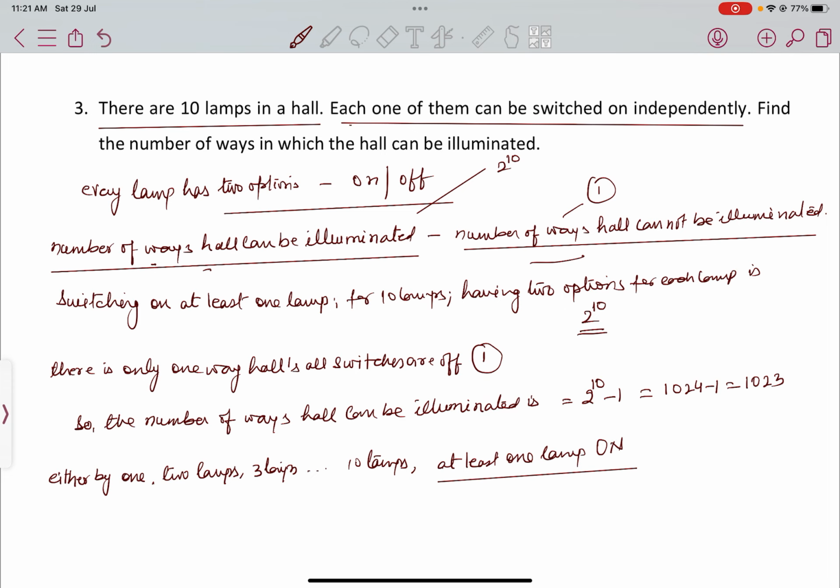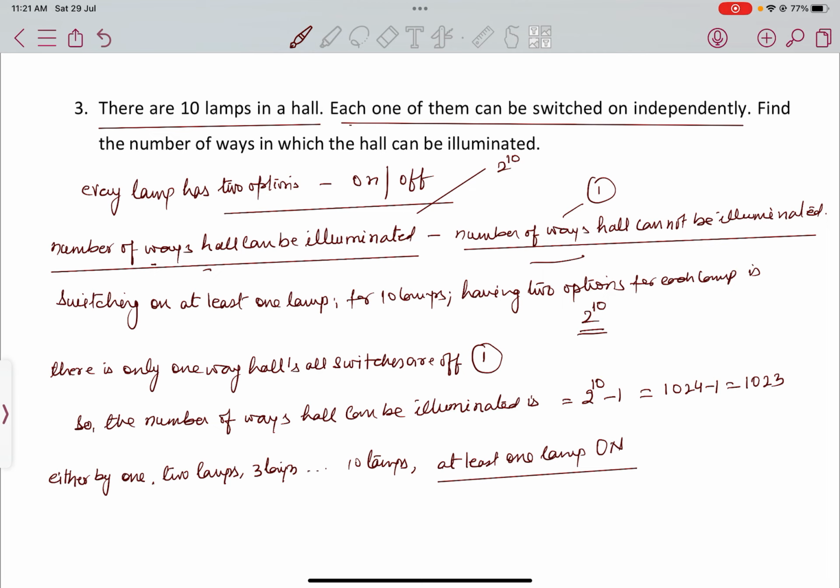So to make at least one lamp to be on, the way is 2 raised to 10 when all objects are taken together. 2 raised to 10, and there is only one way that the hole cannot be illuminated, that you make all the switches off. So 2 raised to 10 minus 1, 2 raised to 10 is 1024 minus 1, 1023.